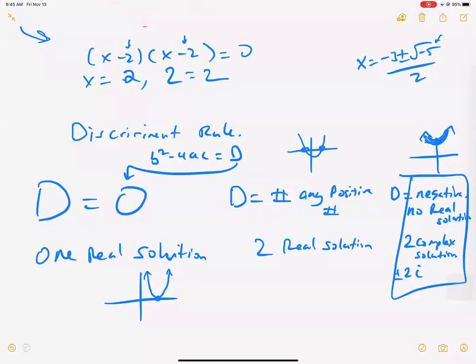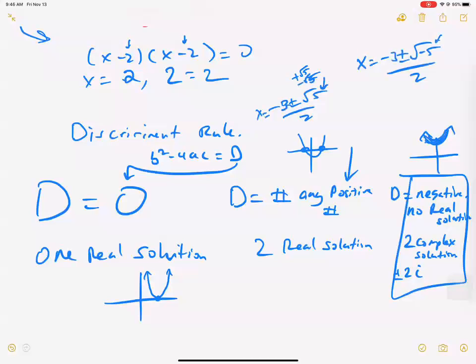Okay, if the square root of negative 3 plus and minus, let's say, square root of 5 over 2 is positive, that means we have two possibilities. We have a plus square root of 5 and a negative square root of 5. So we have two real answers. They might be ugly and they might be beautiful, but we have two.